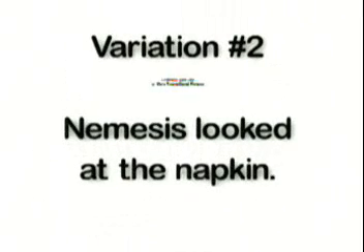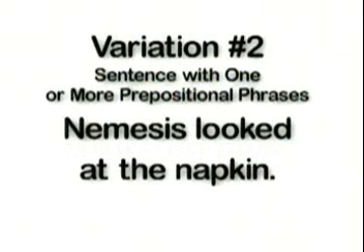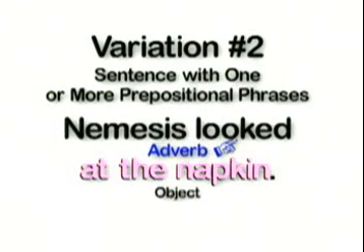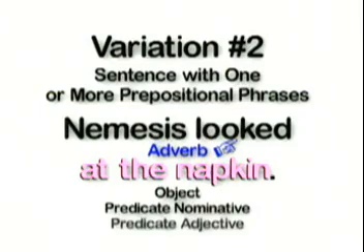The second variation, as we said, is a sentence with one or more prepositional phrases. As you can see, the prepositional phrase, at the napkin, functions as an adverb because it modifies the verb looked by telling where Nemesis looked. At the napkin. Again, an object, predicate nominative, or predicate adjective could be added.